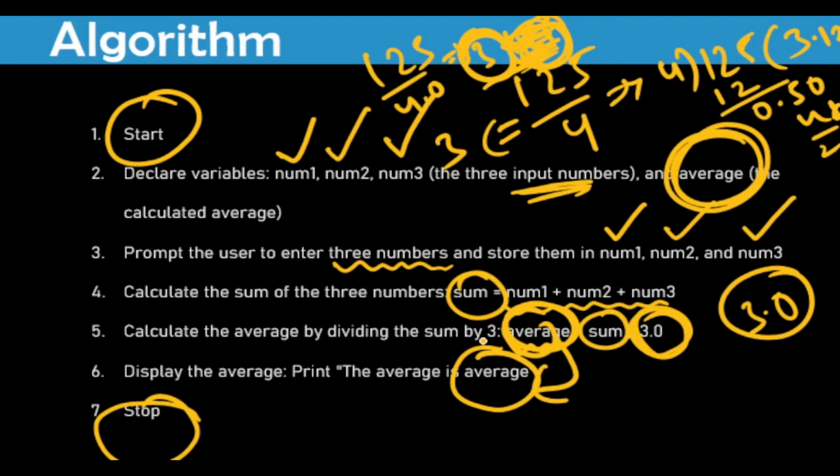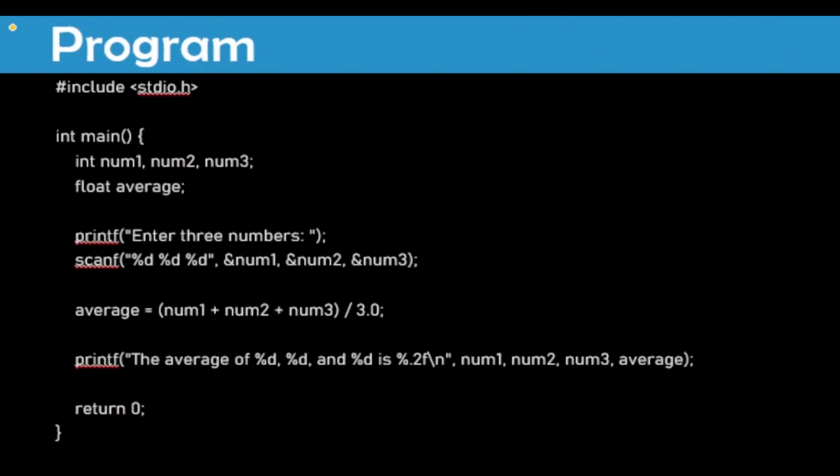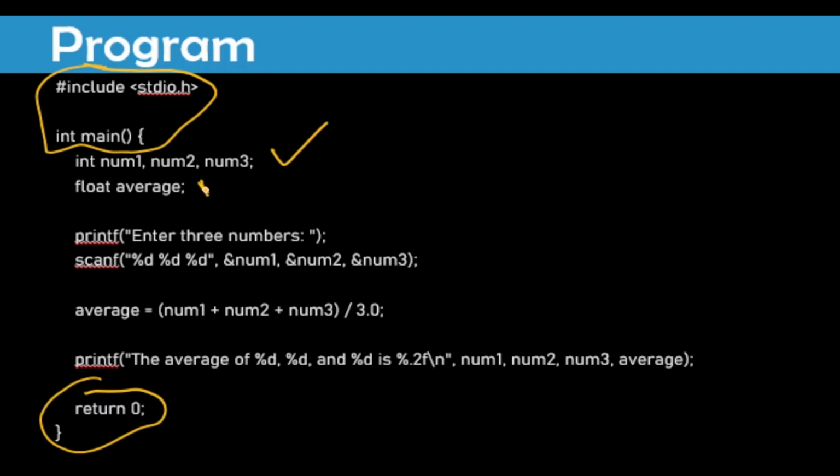See the program, each and every line. See, this #include <stdio.h>, int main. These lines are the same for every program, and return 0 and closing bracket. Now, as I told, what is the first step in the algorithm? Declare num1, num2, num3, three variables, and declare average. And prompt the user, meaning tell the user to enter the three numbers.